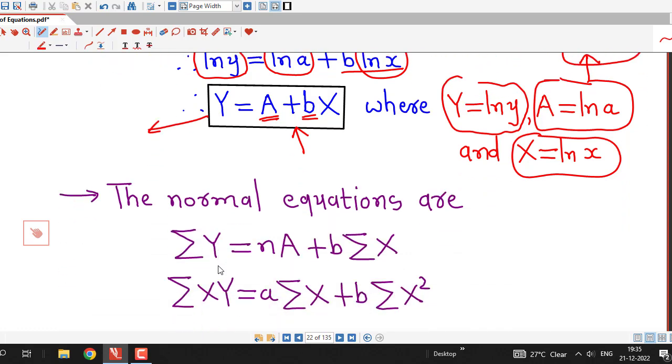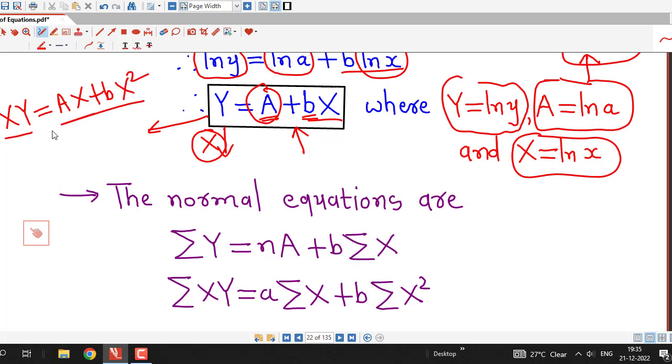So now I have written the normal equations. Sigma Y equal to n times A plus b times sigma X. The second normal equation can be written by multiplying this equation by capital X. If we multiply this equation by capital X, we have A into capital X plus b into X square, and now we take summation on both sides and we have sigma XY equal to A times sigma X plus b times sigma X square.